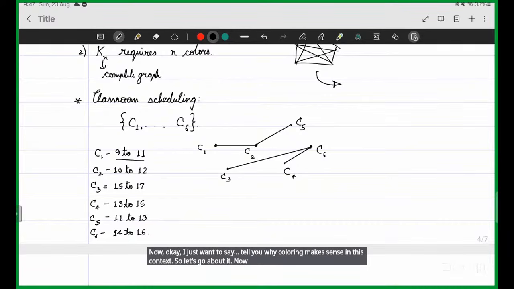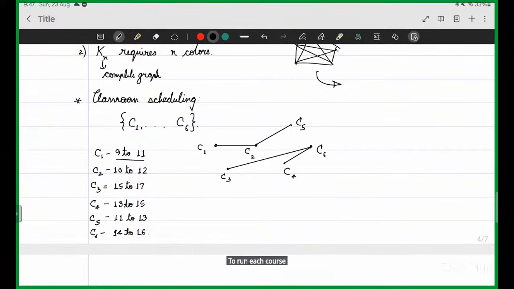Now, if I want to determine the maximum number of classrooms that I require to run each course, how would I do it? So if I assign, let's say, classroom 1, so I'll just call it room 1 to C1, I cannot assign room 1 to C2, right? There will be a clash. So I have to give this guy another room. But to C5, I can give the same room 1. That is okay, because C5 runs later. Yeah, 11 to 13.